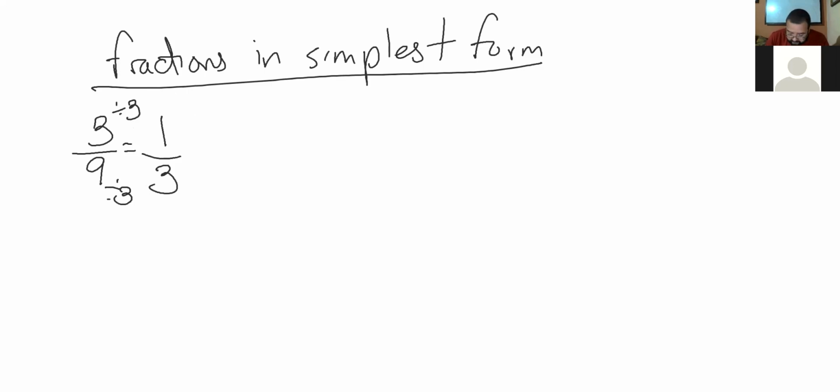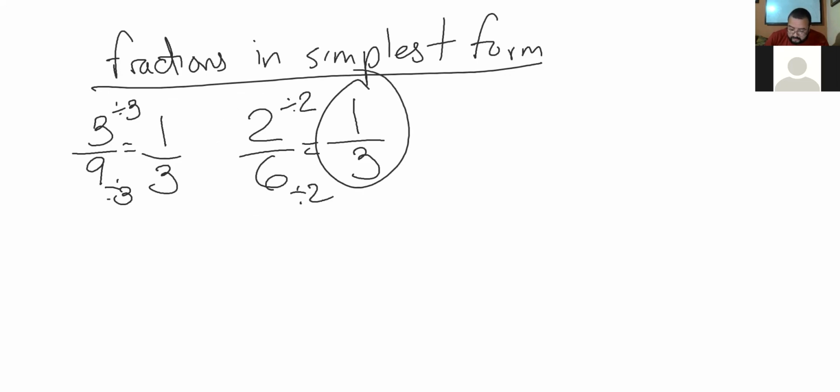Okay, let me give you another example. 2/6. In this case, both numbers can be divided by 2, not 3, but 2. 2 divided by 2 equals 1, and 6 divided by 2 equals 3. So 1/3 is the simplest form of 2/6.